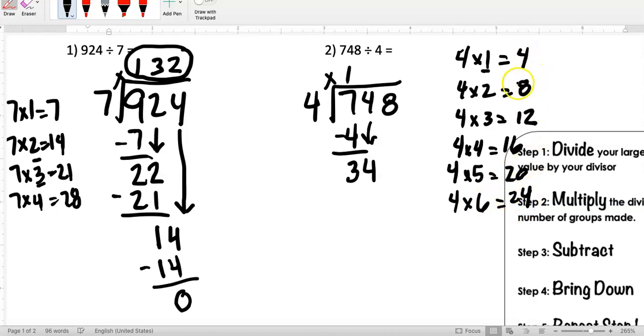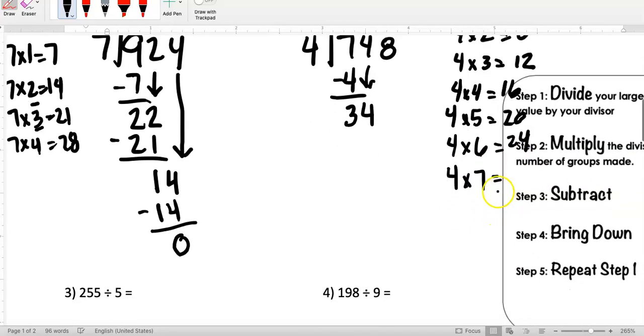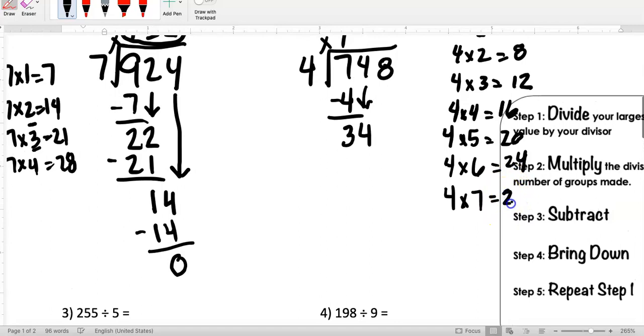Notice the pattern is just adding 4 more. Let me move this up some. I'm sort of writing on my notes. Still going. I'm trying to get to 34.